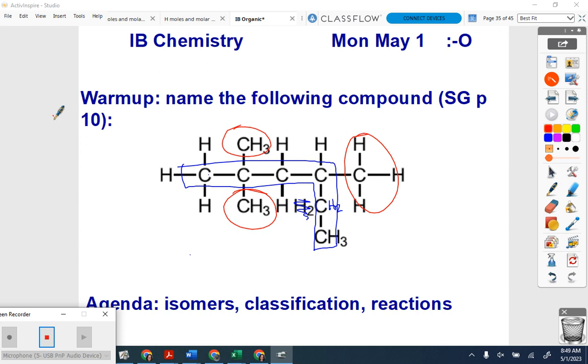So we have 3 substituent groups. What kind of groups are they? Methyl groups, yes. 1 carbon, CH3 is a methyl group. So we have 3 different methyl groups. How are we going to number the main carbon chain? From left to right or from right to left? Left to right, why?